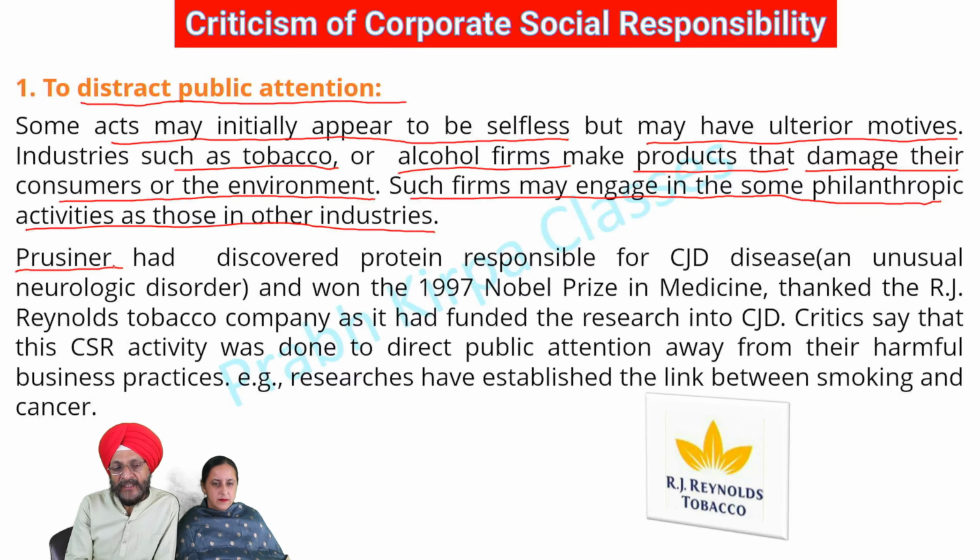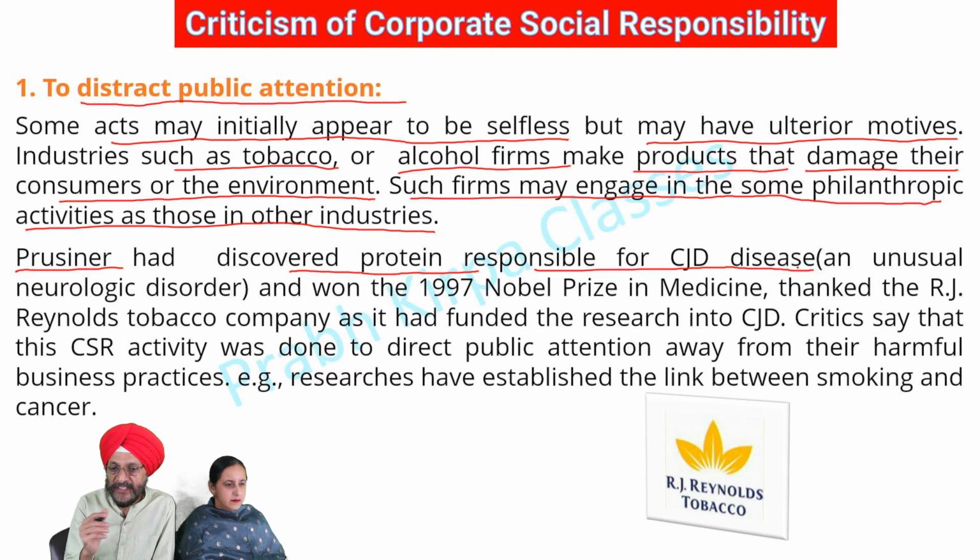Prusiner is an American neurologist. He had discovered a protein which is responsible for CJD disease. CJD disease is an unusual neurological disorder.